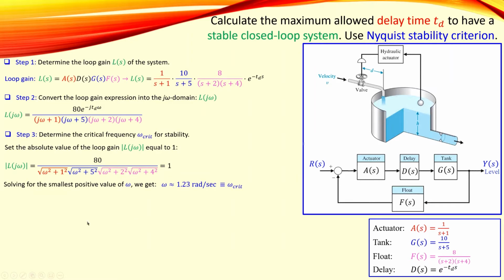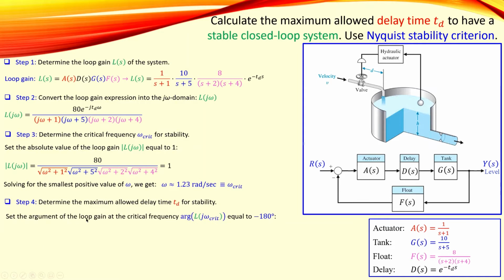I will determine the maximum allowed time delay. So step 4 is to determine the maximum allowed time delay for stability, but then using the argument of the loop gain, which is also the phase shift expression. We will use the argument of the loop transfer function. I will substitute 1.23 radians per second in that one and set it equal to minus 180 degrees. But in this case, we need to be a little bit careful, because the expression in here is given in e to the power minus j TD omega, and this is in radians. So I have to also set this equal to a radian unit.